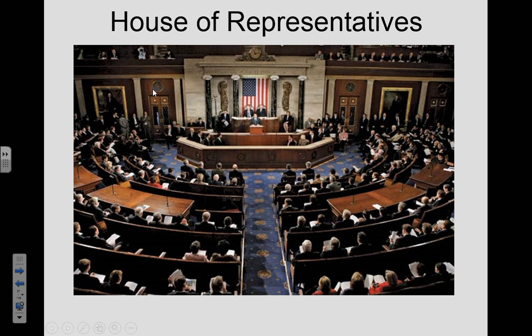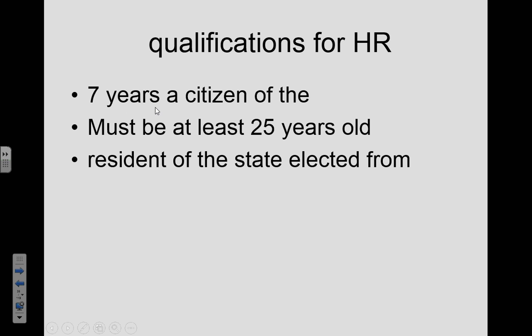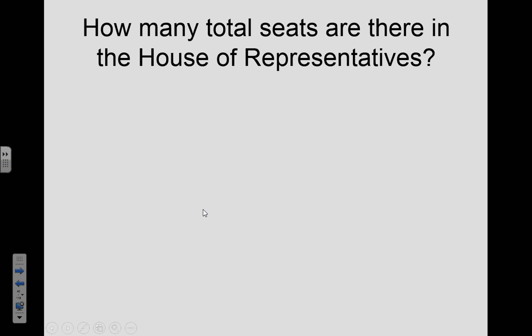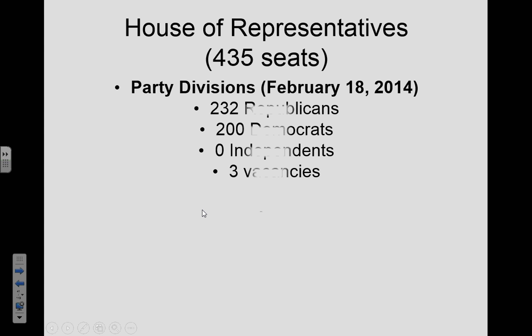One of those chambers is the House of Representatives. That is the larger of the two bodies, larger in size. Some basics on the House: you have to be qualified to be in the House, and those qualifications are in the Constitution. You must be a citizen of the United States for 7 years, at least 25 years of age, and a resident of the state that you're elected from. If you're elected to the House, you serve a 2-year term. And there are a total of 435 members of the House of Representatives. That number is not written into the Constitution, but that is the number that we have.